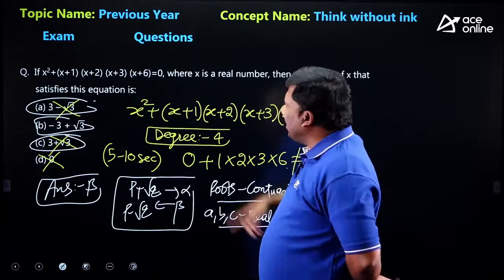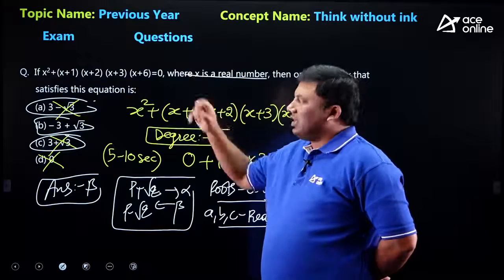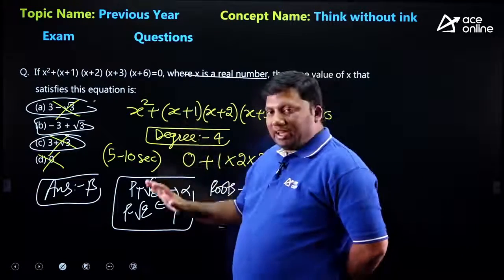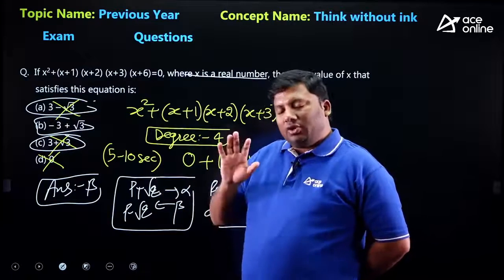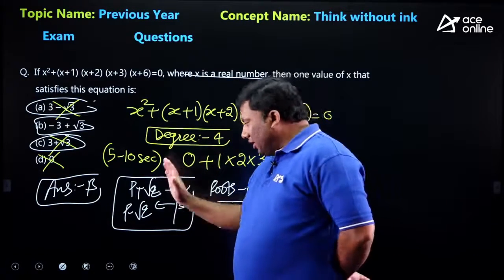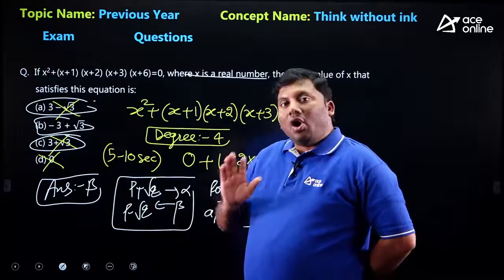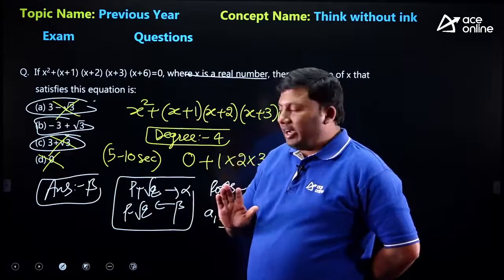First of all, it is clearly mentioned that the x value is a real number, and it is a degree 4. Whether it is degree 2, degree 3, or degree 4, if one root is p plus root q, another root will be p minus root q. Always the roots come in conjugate pairs.